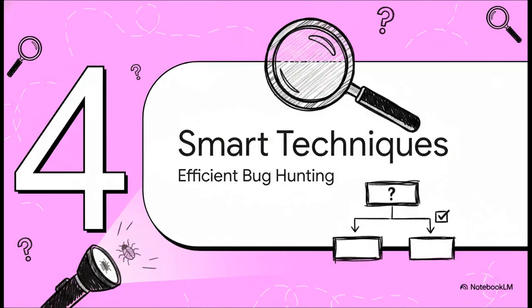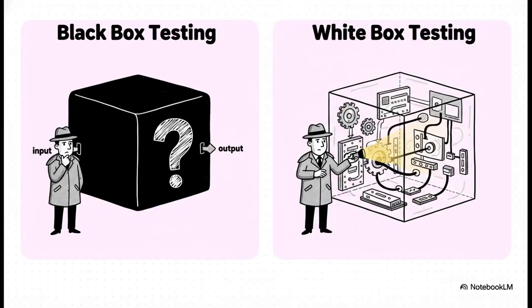Now, the best detectives don't just search randomly. No way. They use clever techniques to work smarter, not harder, and find those really well-hidden bugs. This brings us to a couple of classic techniques. First is black box testing. Imagine the software is a locked box. The detective has no idea what's going on inside. They just test inputs and outputs like a normal user would. You know, if I click this button, does the right thing happen?